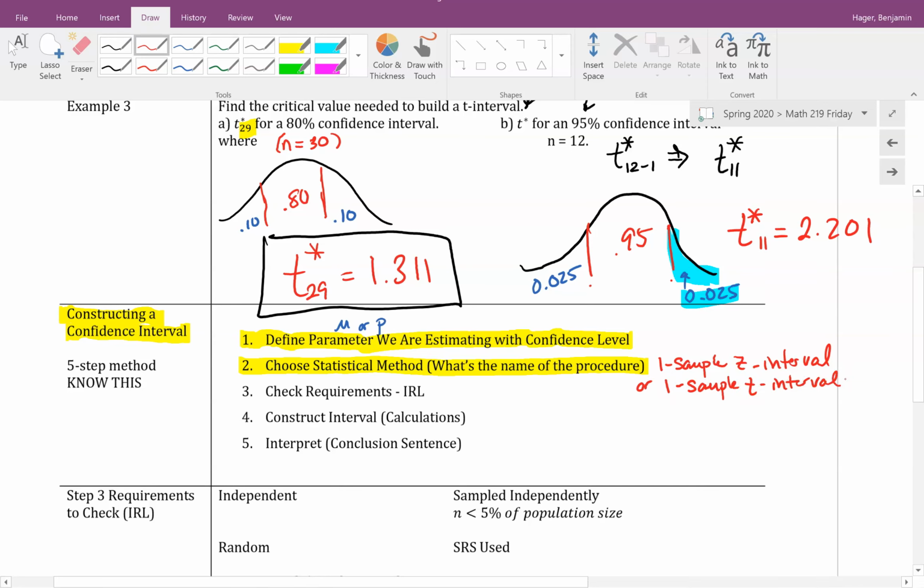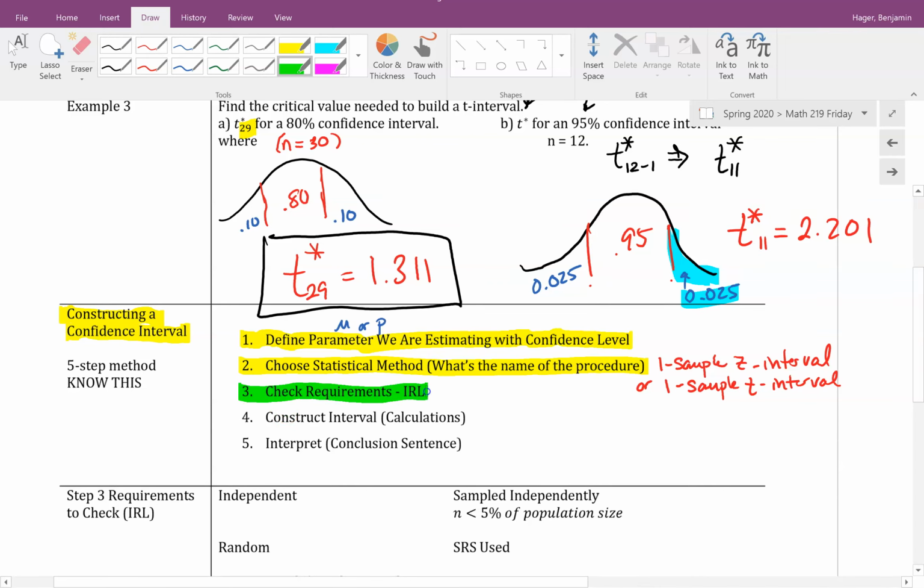Now, it is possible to have 2 sample tests and intervals, and that's exactly what Chapter 10 is. Once we learn Chapter 8 and 9, Chapter 10 is the exact same thing, but for 2 samples. So very little changes. We're going to do these same 5 steps over and over and over again.